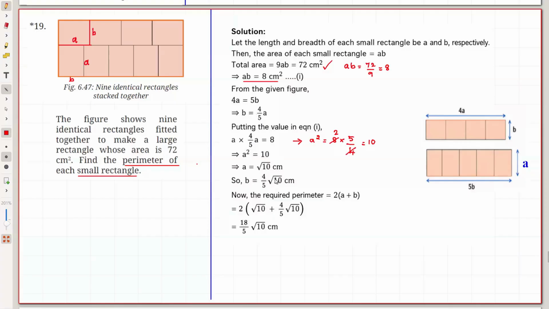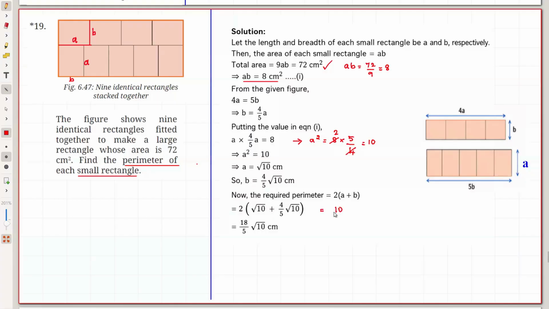Now the perimeter of a rectangle is 2 times (L plus B), or 2 times (A plus B). So 2 times (root 10 plus 4 by 5 root 10). Next, how have they taken it? Now we have to take the common outside. What is common? Root 10 is common for both. I'm just taking root 10 outside.